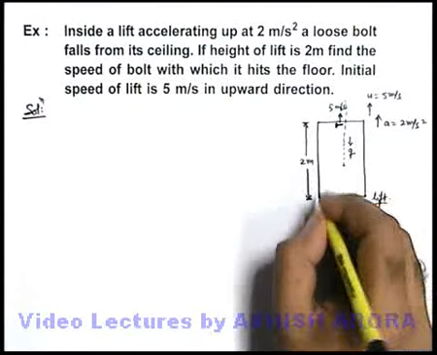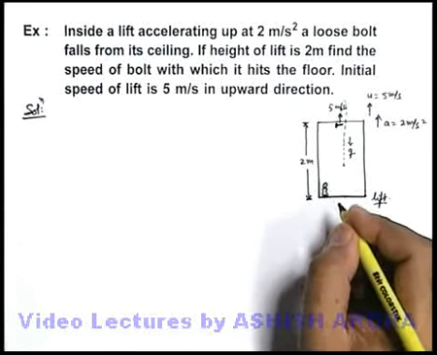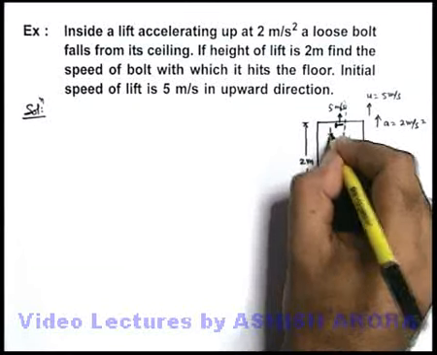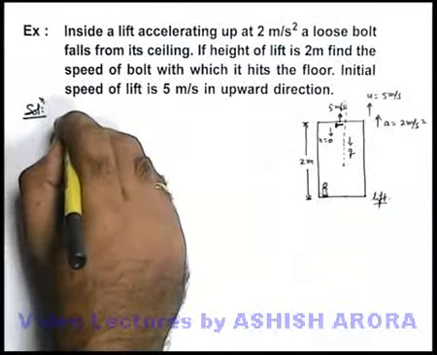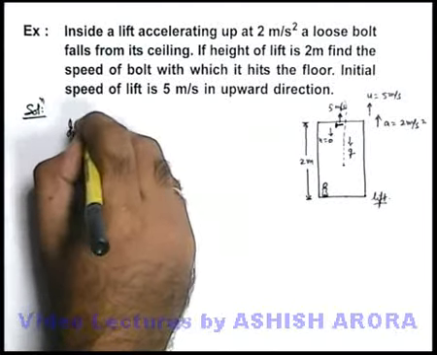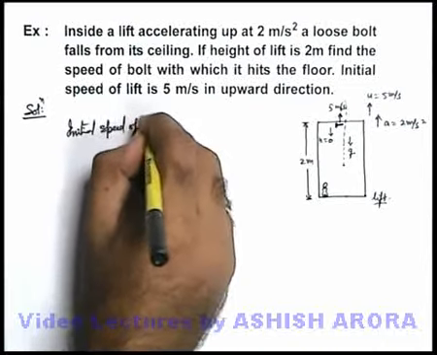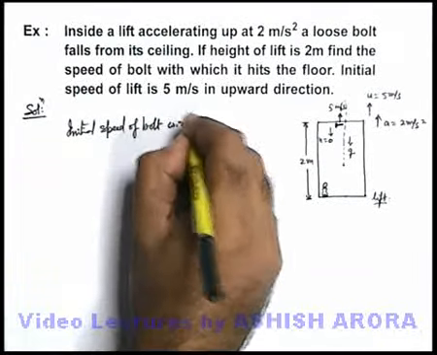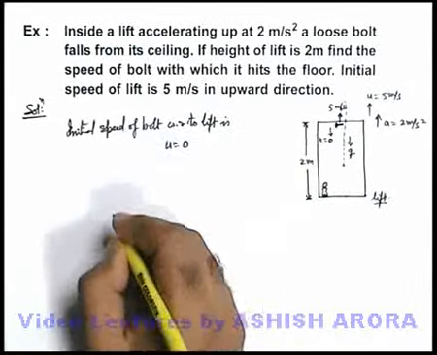But if the same bolt is observed by an observer who is inside the lift, he will feel that when the bolt is detached, it starts falling freely with initial speed 0. So we can say the initial speed of the bolt as seen from the lift, or with respect to the lift, is 0.